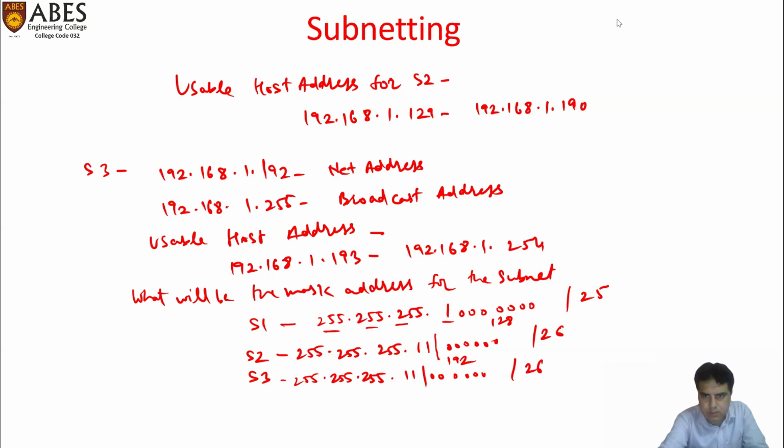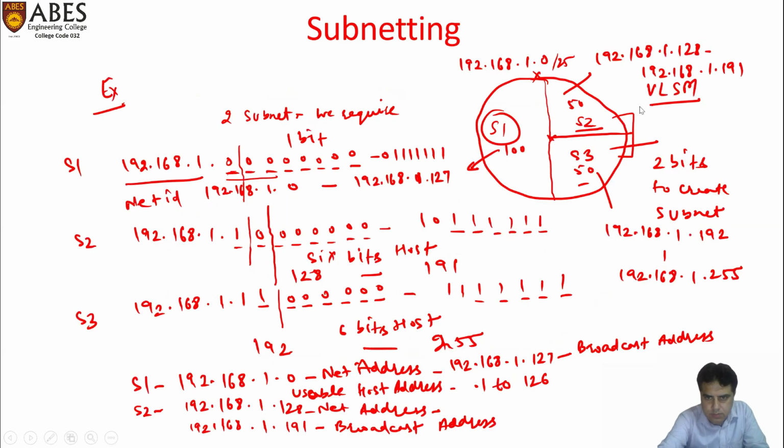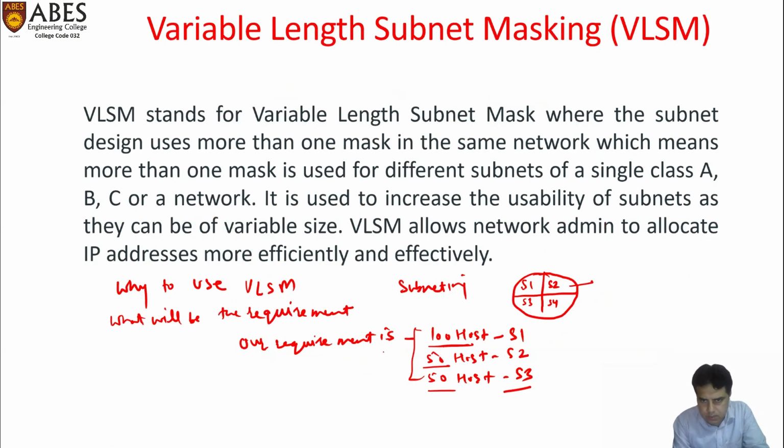So the advantage of variable length subnet masking is that it allows the network admin to allocate IP addresses more efficiently and effectively. This is the advantage of variable length subnet masking: we get proper utilization of addresses.